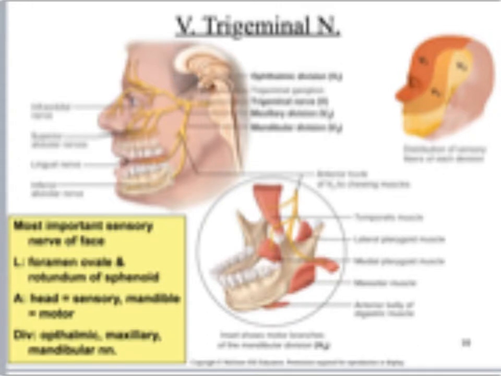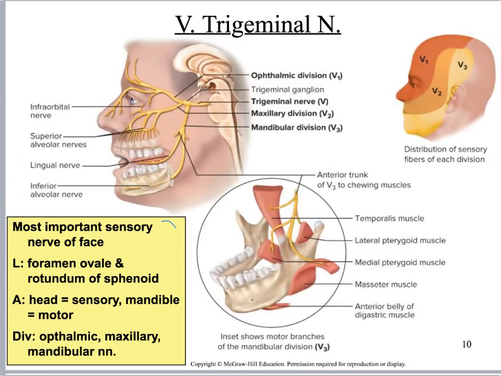Trigeminal nerve, all right, you will see over here, I've got the information that you need. It's the most important sensory nerve of the face. It goes through the foramen ovale and the foramen rotundum. You'll remember that you had to learn those on the sphenoid. That was Farmer-Ross, R-O-S, rotundum ovale spinosum. Okay, so it's going to go through those areas on the sphenoid, and then it's going to branch to different areas of the face. And it does both sensory and motor.